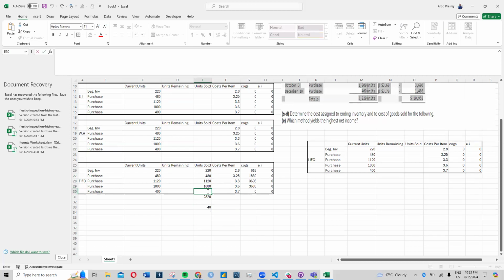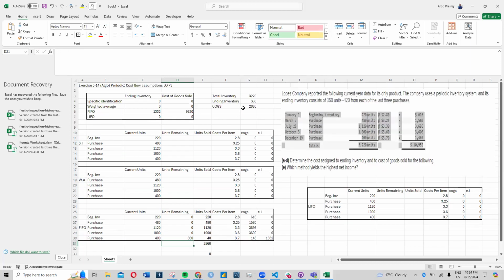So we're only going to take 40 from this, right? And because we already know that we sold all of this, sold all of this, sold all of this, sold all of this, and only sold 40 from this, we can just put 360 here, which matches our final ending inventory. And immediately we can see our answer here.